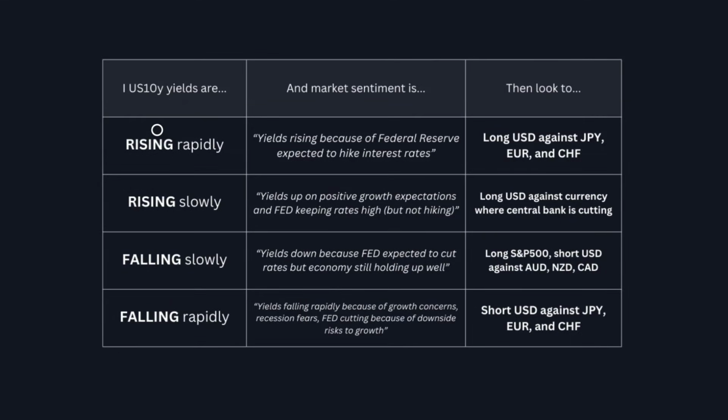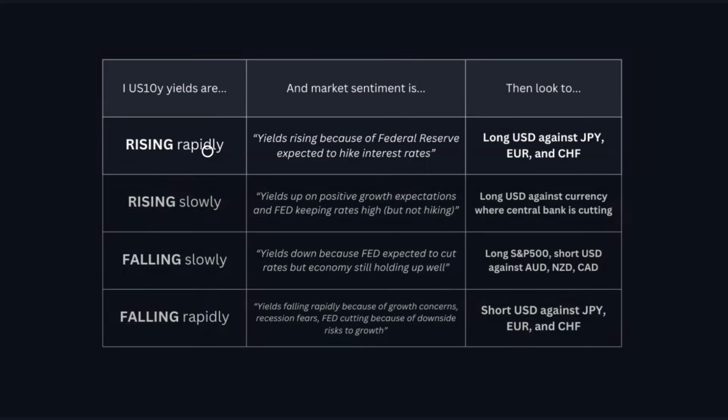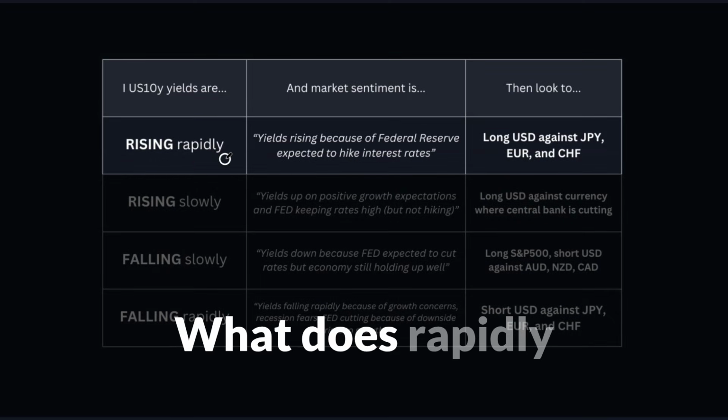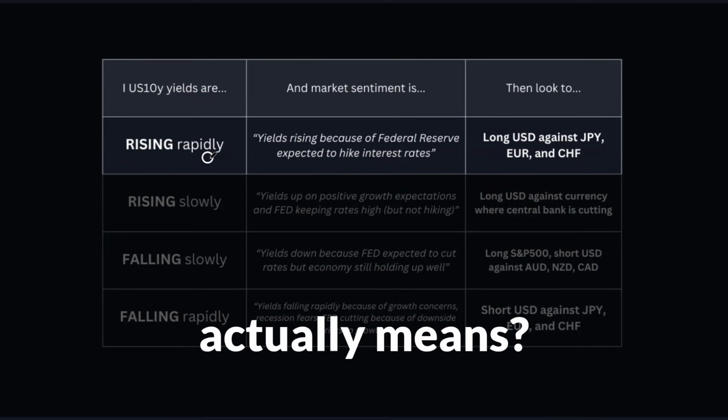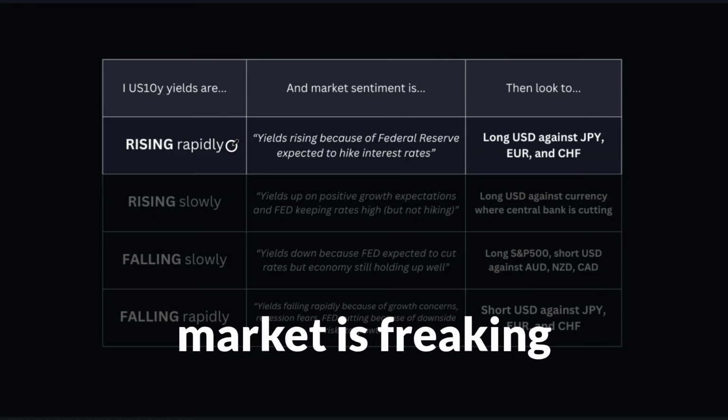So to help you understand it, I'm now going to walk you through these 4 scenarios one by one. We've got rising rapidly, rising slowly, falling rapidly. Now we're talking about the US 10-year yield here, okay? Let's look at the first row. Rising rapidly. What does rapidly actually mean? Well, it means the market is freaking out a little bit.